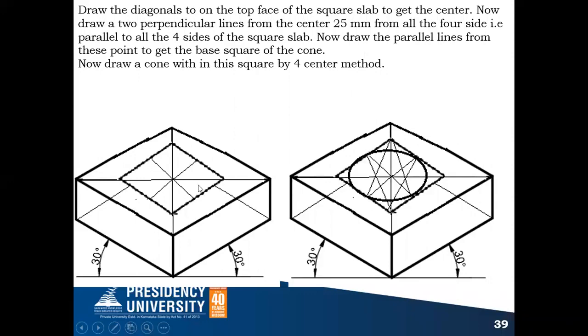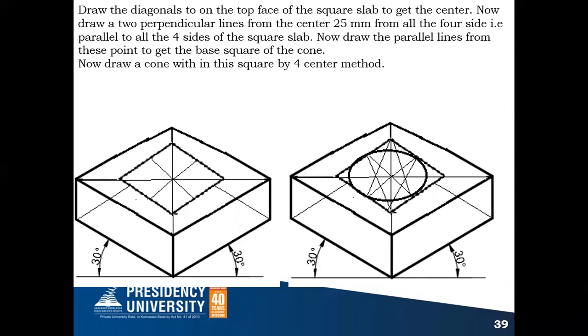Similarly, you draw a parallel line to these two edges. Like this, you can draw parallel lines. That's all. Now from this center, what is the diameter of your cone? It is how much? 50 millimeter. Correct? The diameter of that is 50 millimeter.